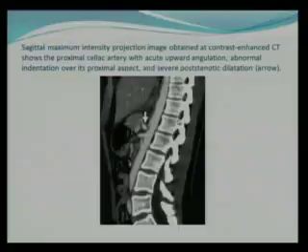Nothing else, no atheromatous plaque, no fibromuscular dysplasia, no other celiac artery compression etiology causes this hook-like impression. So this is a very classic V-shaped or hook-like impression on the celiac axis. This is a sagittal maximum intensity projection image obtained with contrast-enhanced CT. It shows a proximal celiac artery with acute upward angulation, abnormal indentation in its proximal part, and severe post-stenotic dilatation.